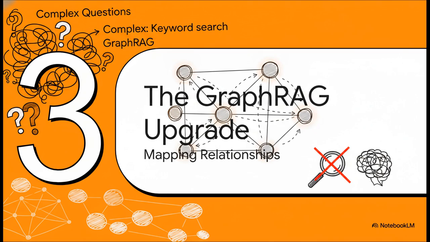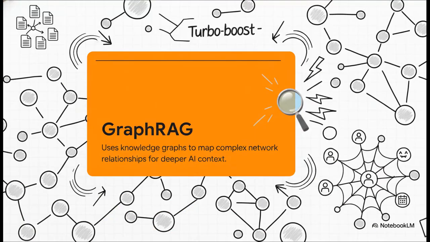But what happens when standard RAG just isn't enough? That's exactly where Section 3, the GraphRAG upgrade, steps in. GraphRAG is basically our turbo boost. It's a next-generation upgrade that utilizes knowledge graphs to map out these really complex network relationships, giving the AI way deeper context. Think about it like this. Standard RAG might find the word Project X scattered across 10 different documents, but GraphRAG actually understands that Project X is led by Sarah, who works in marketing, and is currently laser-focused on Q3 goals. It literally maps out the entire ecosystem for you.